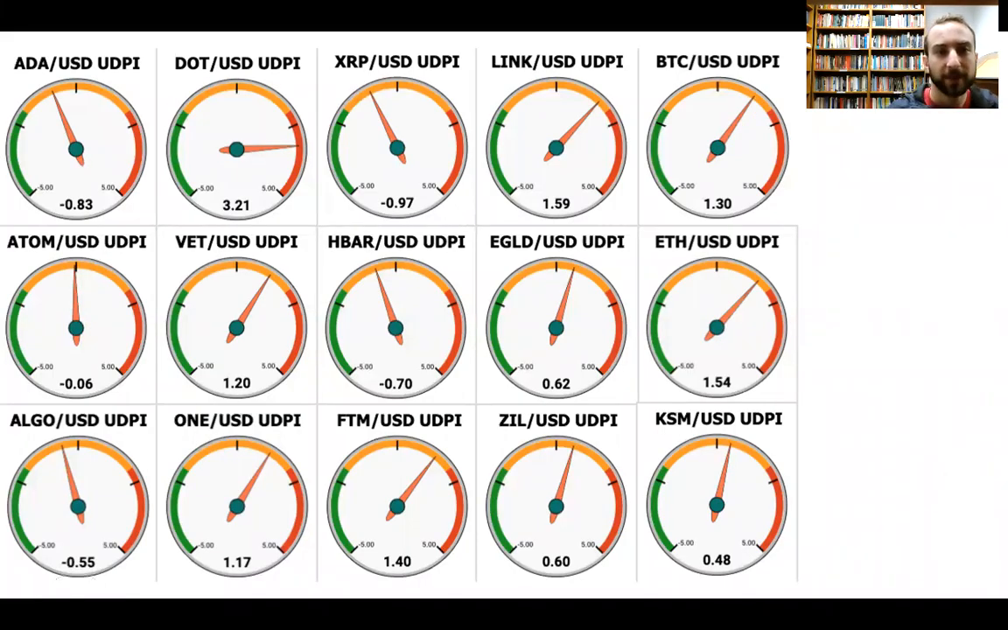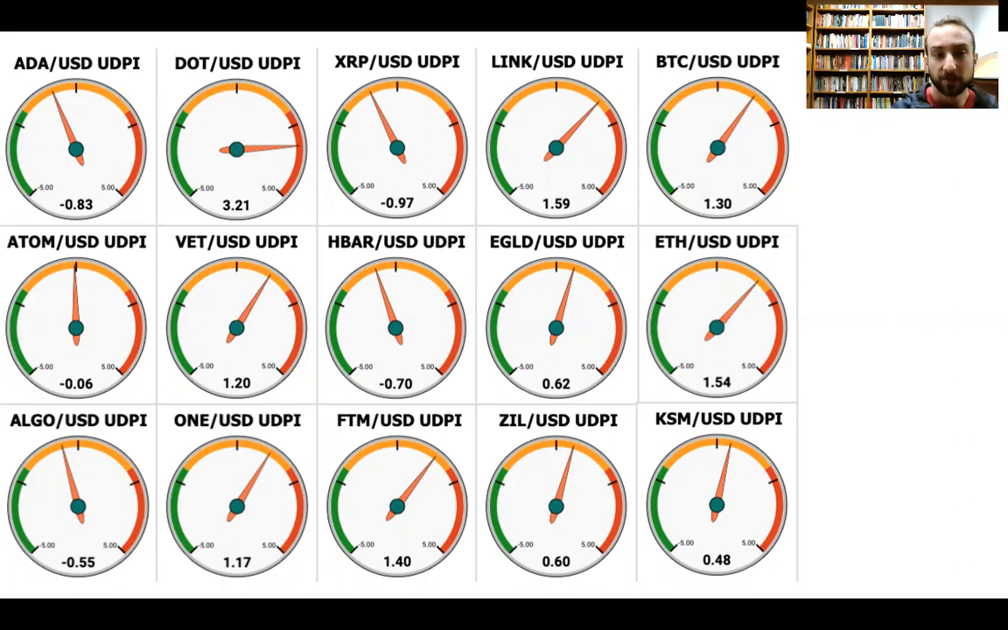This is a quick update about the current state of the UDPI risk indicators for Bitcoin, Ethereum, and the 13 altcoins that we're monitoring so far. That number is continuing to grow. We're adding new risk indicators for new assets every week, so keep checking back as those get added.